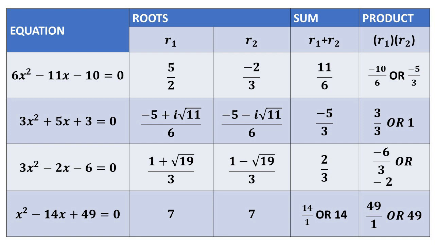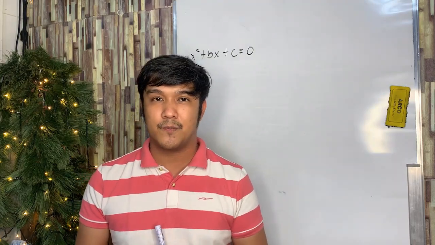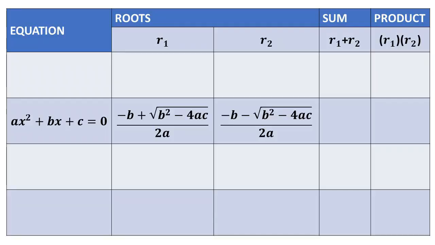Do you know that we could identify the sum and product of the roots of a given quadratic equation without solving the roots? Now let's derive the formula. Consider ax squared plus bx plus c equals 0. We all know that by completing the square, we could identify the roots of that given quadratic equation.